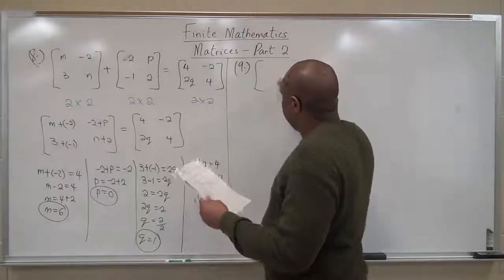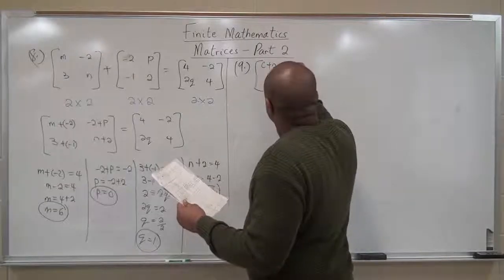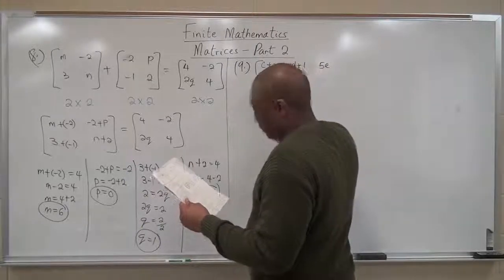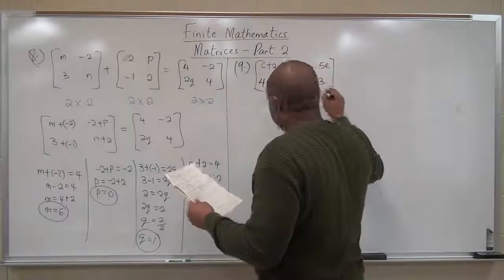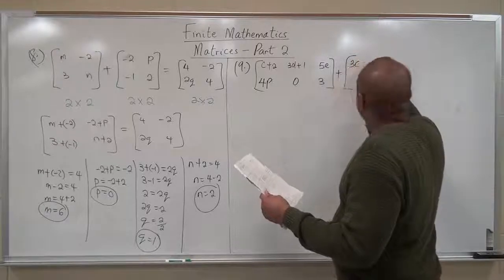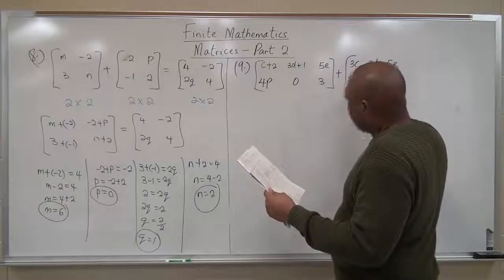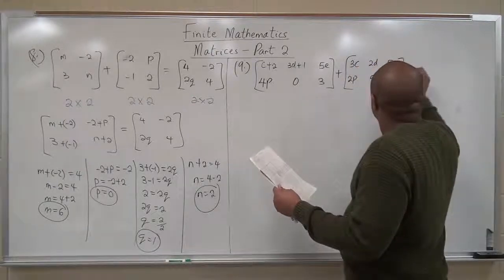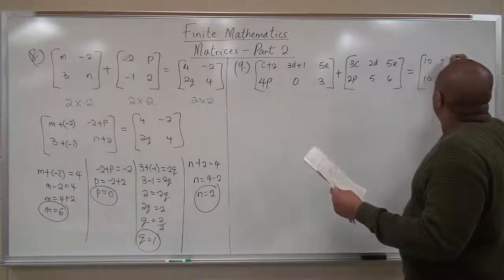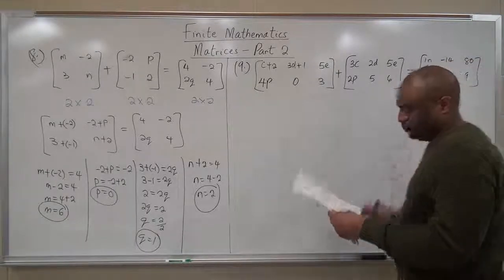You have a similar one. This is by row: C plus 2, 3D plus 1, 5E, 4P, 0, 3, plus by row: 3C, 2D, 5E, 2P, 5, 6. Let me call this one now by column: 10, 10, negative 14, 5, 89.